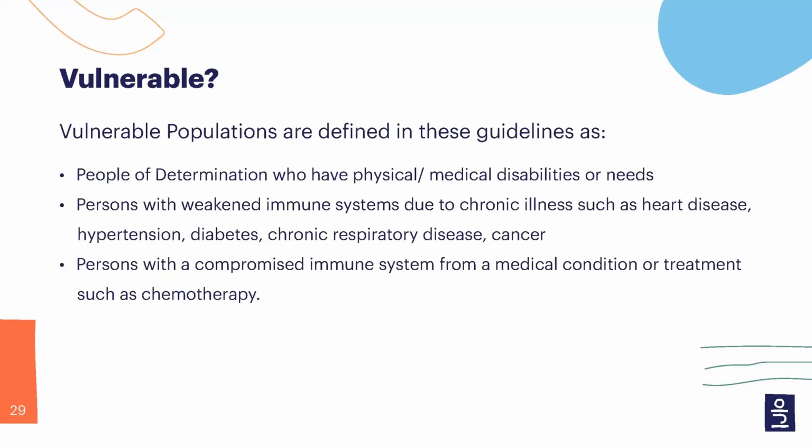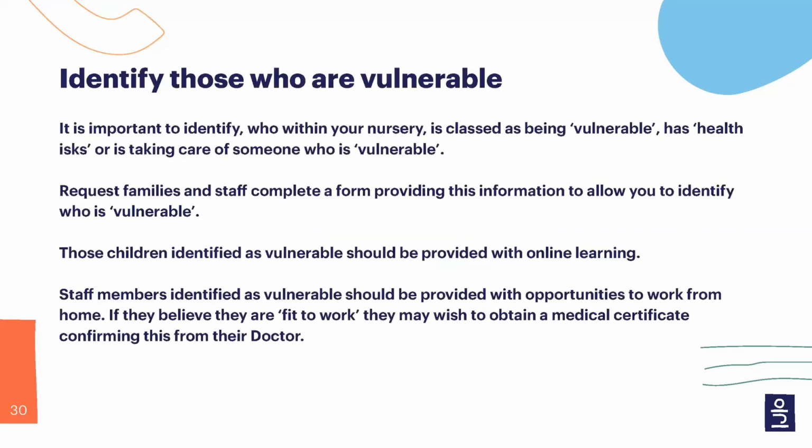For the purpose of these guidelines, a vulnerable population is a person of determination who has physical or medical disability or needs. Person with a weakened immune system, perhaps they have a chronic illness such as heart disease, hypertension, diabetes, or chronic respiratory disease or cancer. Or a person with a compromised immune system from a medical condition or treatment, so perhaps somebody that's been undergoing chemotherapy.